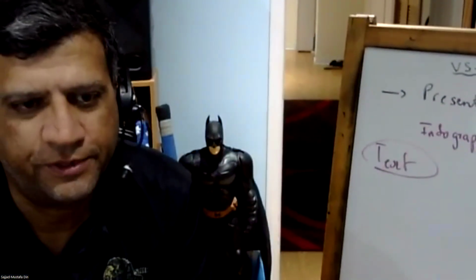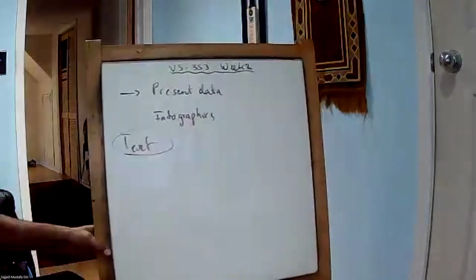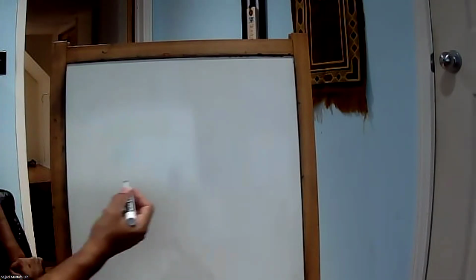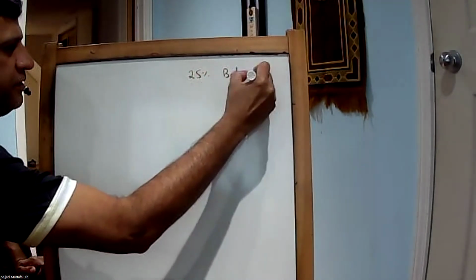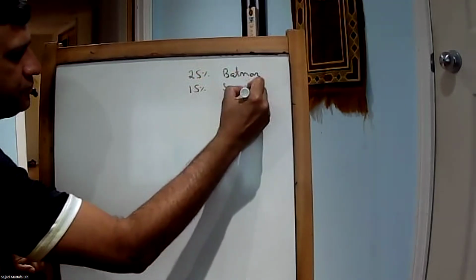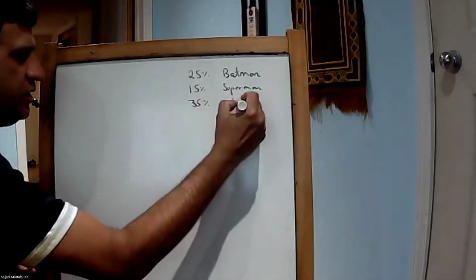So let me sort of show you what I'm trying to say here. So let's say we want to make a pie chart, right? So let's go to my board here. We want to make a pie chart. And let's say we have a class where we do a survey. We say, which is your favorite superhero movie? So 25% of you say Batman, 15% say Superman, 35% say Wonder Woman.